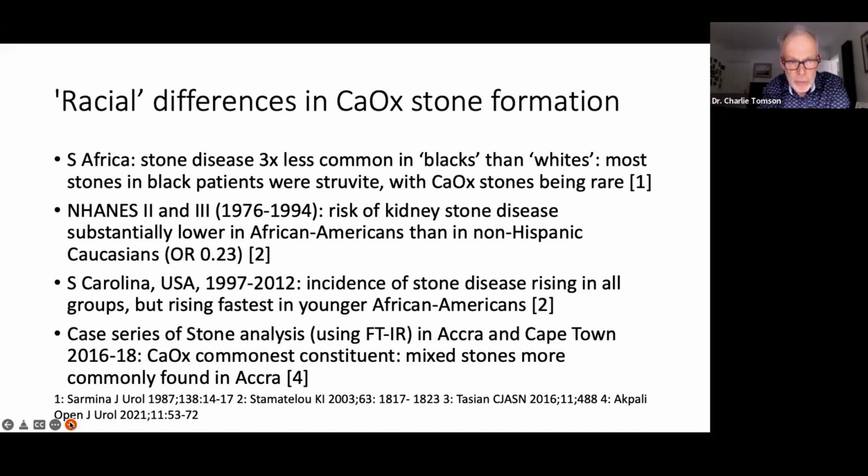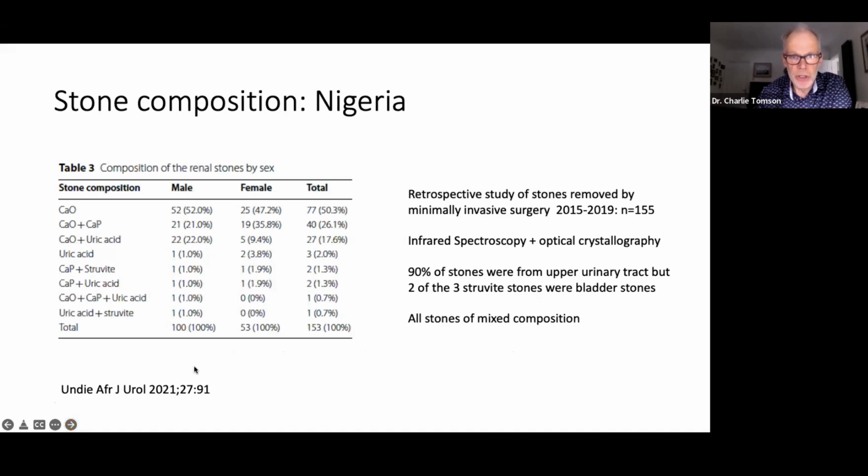And there are some small case series of stone analysis from Accra, from Cape Town, and from elsewhere, showing the various different types of kidney stone disease. So you can see from this study from Nigeria that calcium oxalate stones are the most common. So people who bet on calcium oxalate stones in this case would be right statistically. Calcium phosphate is the next most common, a mixture of calcium oxalate and uric acid. And then you can see the other proportions going down to these very rare combinations here.